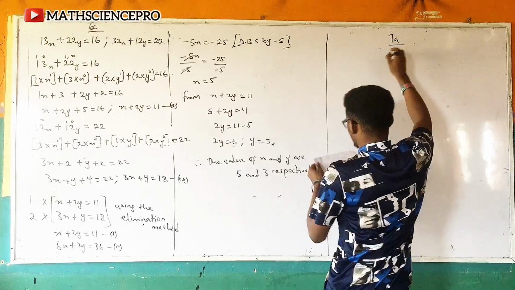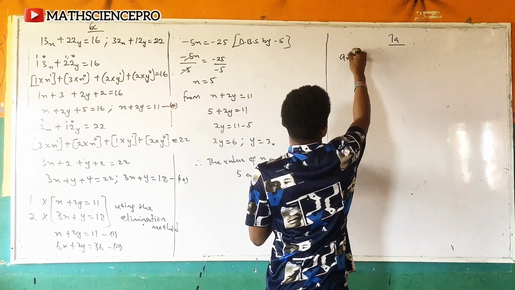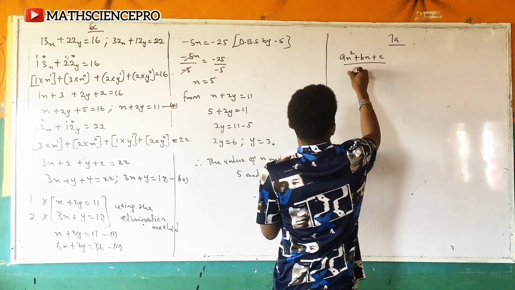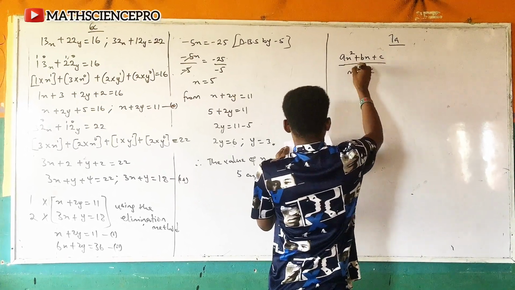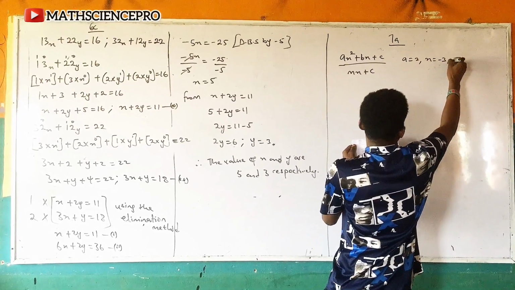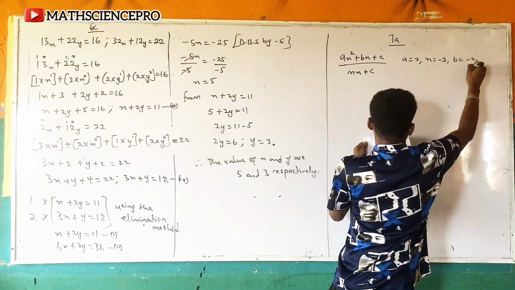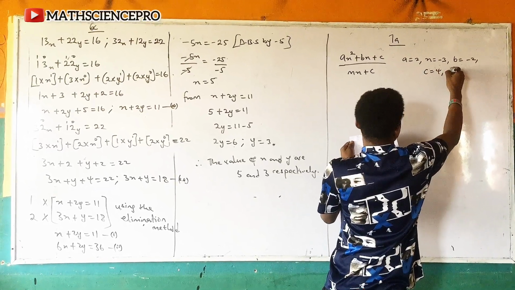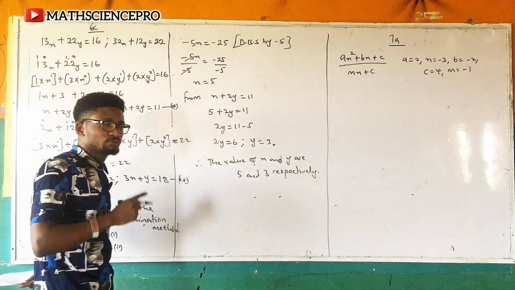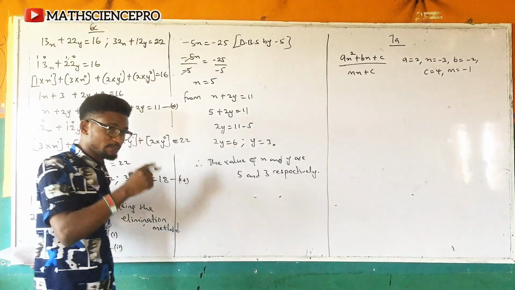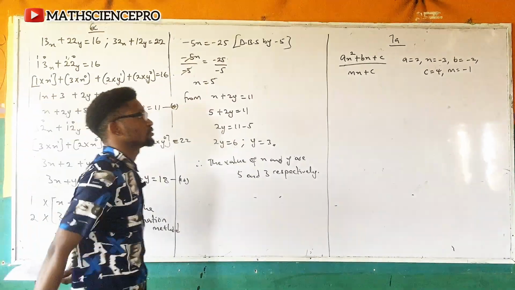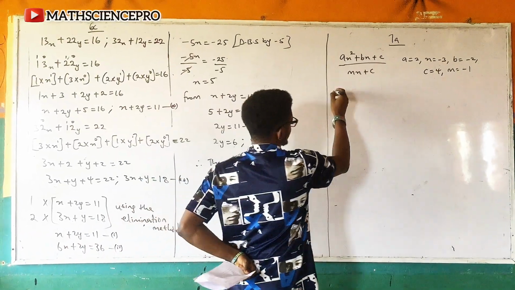Question 7a says we have to evaluate ax squared plus bx plus c, all over mx plus c. We are given that a is 2, x is minus 3, b is minus 2, c is 4, m is minus 1. Once you evaluate this, remember there was a particular question, question 3, which was solved to a formula. When we got the value of j, I said some questions will now ask you to evaluate. This is just a sample. So given all the values, let's just solve this.